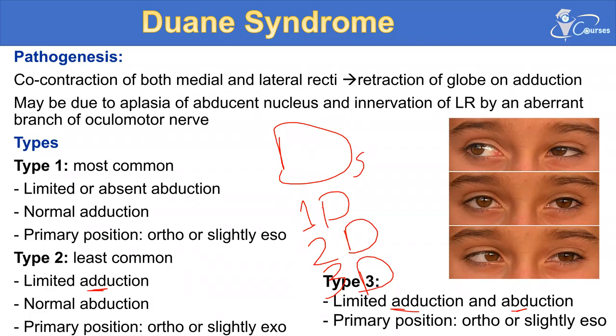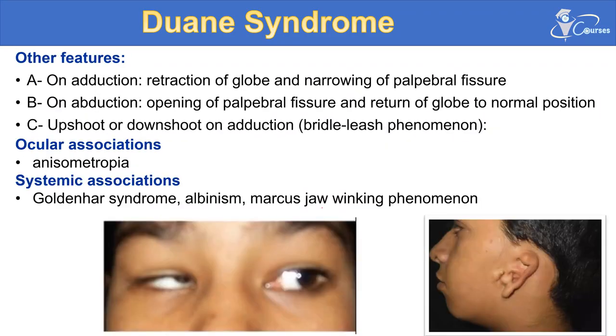What are the pathogenesis and other features of Duane syndrome? The Duane syndrome will show that on adduction, there is retraction of the globe and narrowing of the palpebral fissure. This is regardless of the type of Duane. So don't confuse the type of Duane with the direction of gaze which causes narrowing of the palpebral fissure or retraction of the globe. Whether it is type 1, type 2, or type 3, there will always be narrowing of the palpebral fissure on adduction.